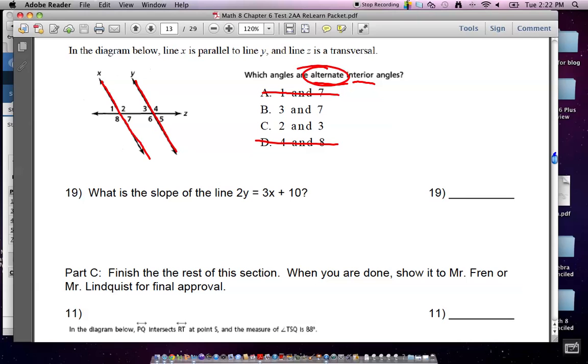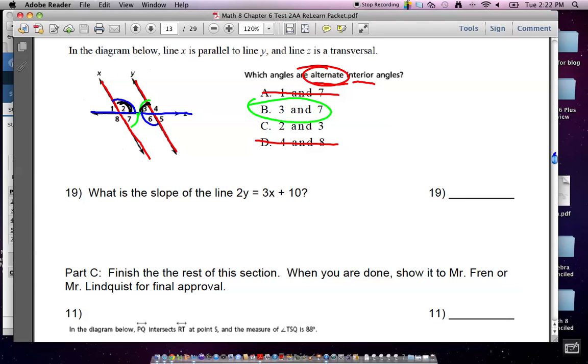But here's the word alternate. Alternate means switch sides of this transversal. So 2 and 6 are switching sides, so they're alternate interior, and 3 and 7 are switching sides. There's my choice, choice B, 3 and 7. If you notice, 2 and 3 don't switch sides. Again, 2 and 3 are consecutive ones. They do not switch sides. So B is the correct answer to number 18.